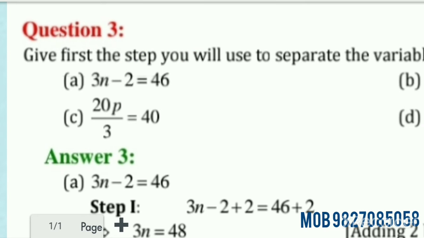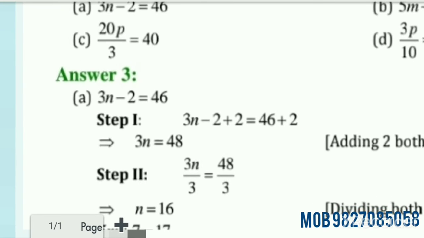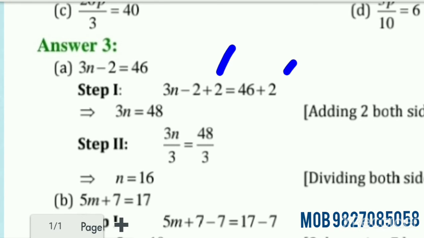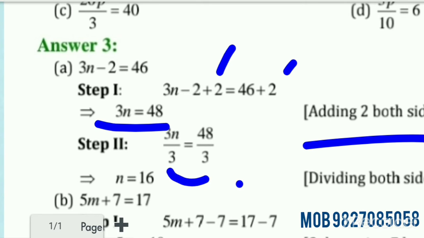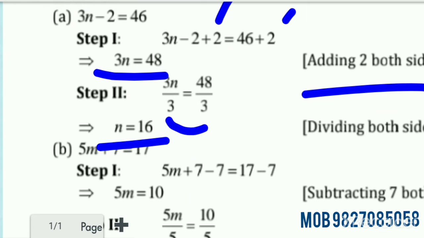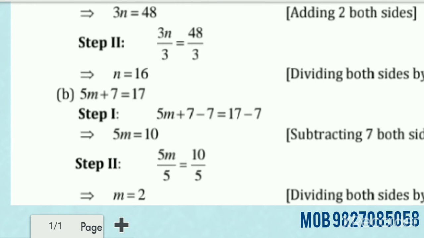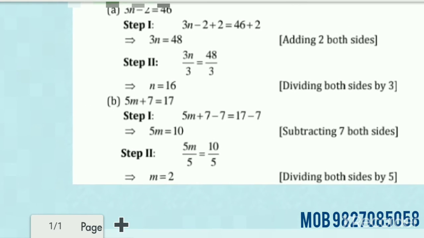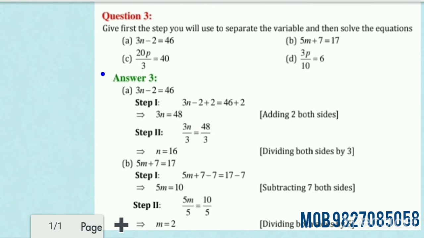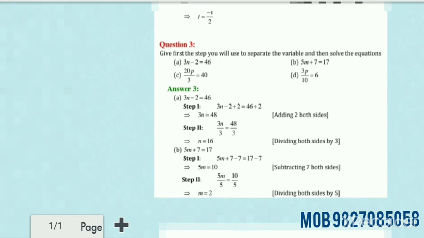Now check. Step: firstly we have to add 2 on both sides, so we got these equations. After that, divide by 3. So we got the value of n is equal to 16. 3 times 16 is 48. Okay, so 16 is our answer. Clear? Now B is the same as question number 1 and the remaining questions are the same. So C, D and B, all questions you have to solve in your homework.